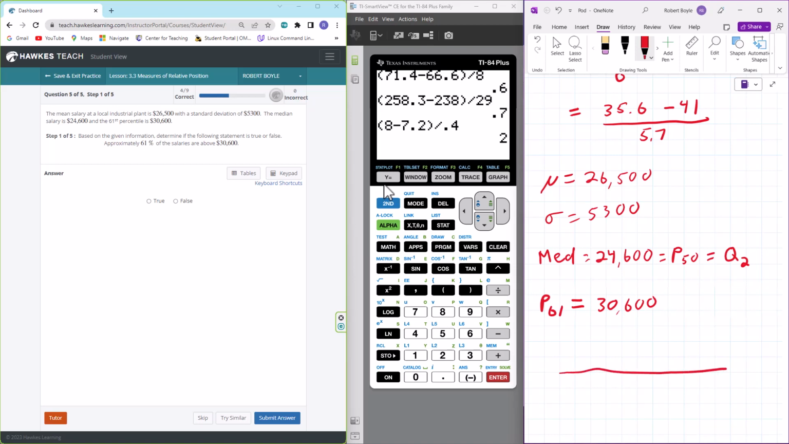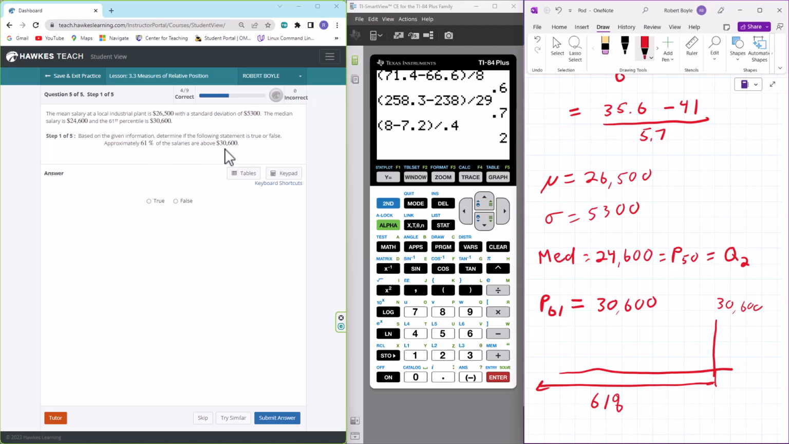So here is kind of like the number line. Here is P61, 30,600. 61% of the salaries are somewhere here and below. Okay, so that brings us to our first question. Based upon the information given, determine if this statement is true or false. Approximately 60% of the salaries are above 30,600.